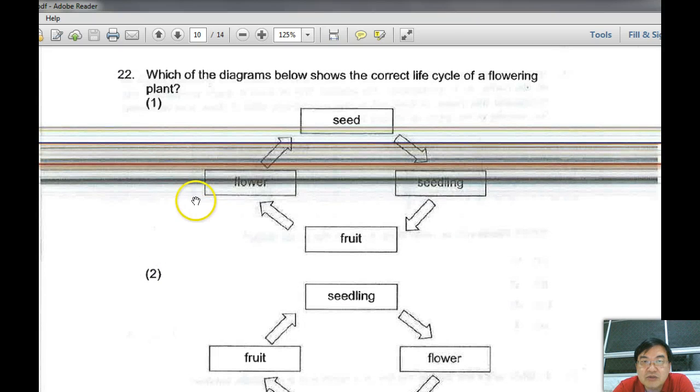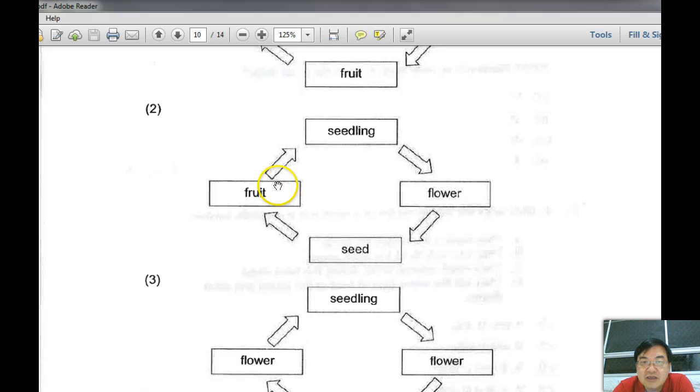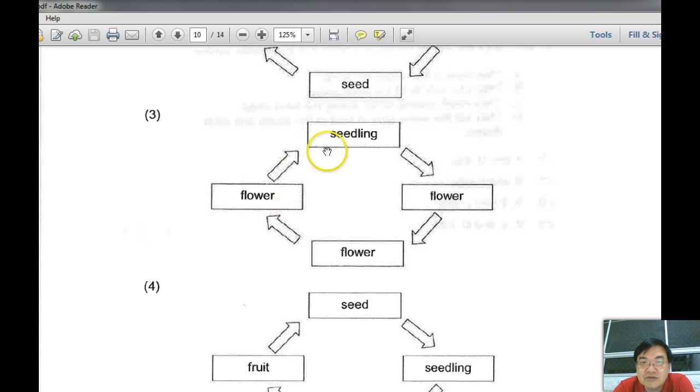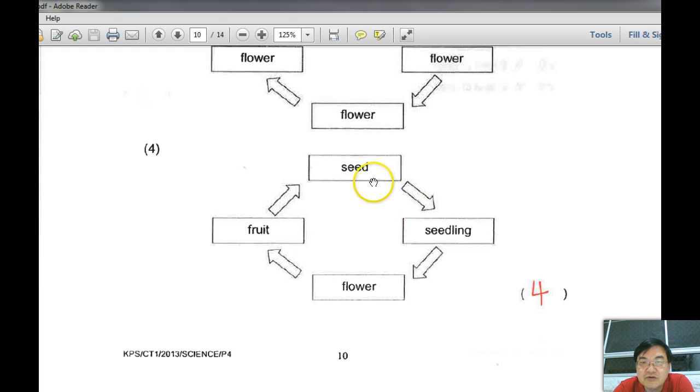Let's carry on. Which of the diagrams below shows the correct life cycle of a flowering plant? Seed, seedling, fruit, then flower. Wrong. Let's start with the seed, fruit, wrong. Let's start with the seedling, flower, totally wrong, and definitely it is false. Seed, seedling, flower, and fruit. Fruit bears the seed, alright? Flower bears fruit, and this comes with seed.